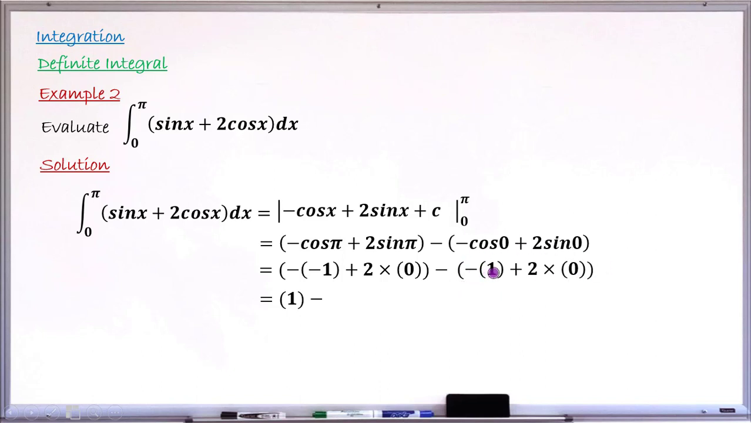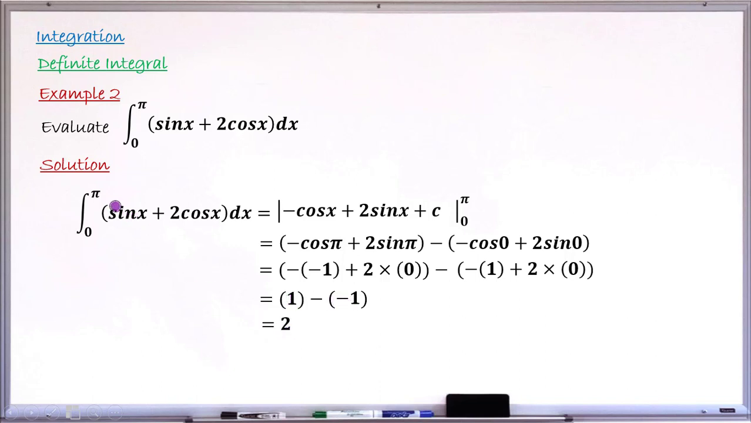I have minus 1 over here, then plus the 2 times 0. 2 times 0 is 0. So I'm going to have minus 1 plus 0, which will now be minus 1. So I'm going to have minus 1 over there. But in this here, minus will now change to plus. So in the end, you have 1 plus 1, which will end up being 2.